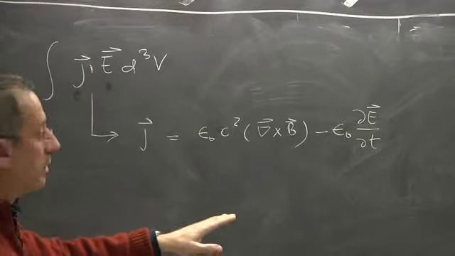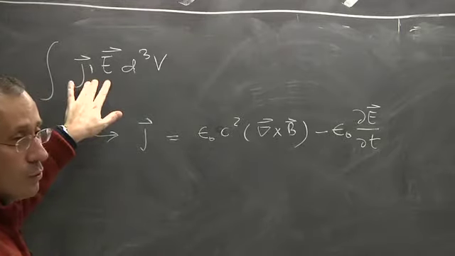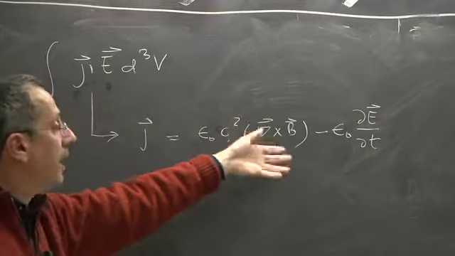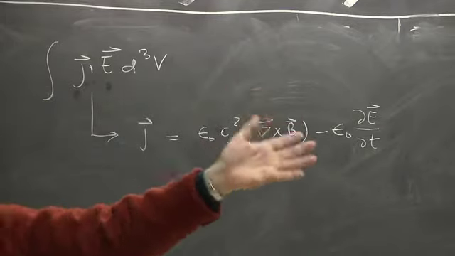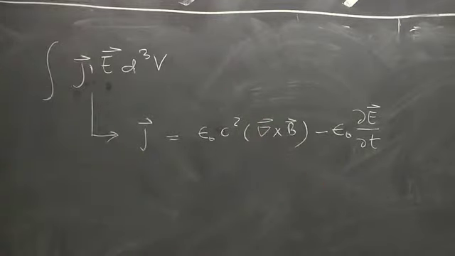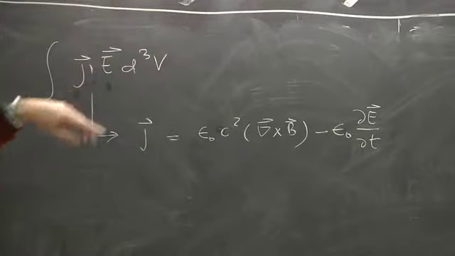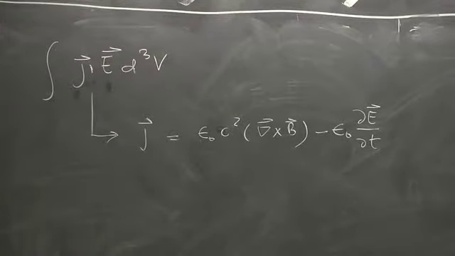Because from this point of view, J is not a fundamental concept. This is the current induced by these electric fields. This is always true, even if you have the current in the wire through which this light works; even there you should think of the electric field producing that.